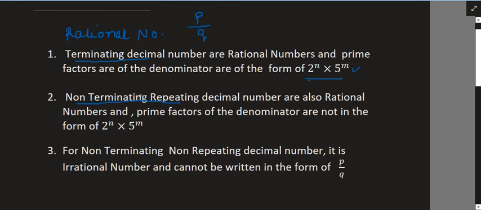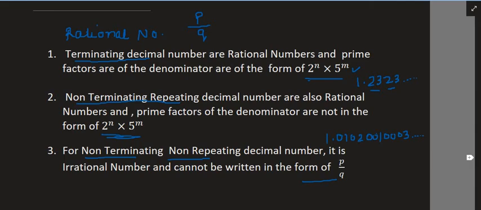And if it's non-terminating and repeating, let's suppose it's like 1.2323 and so on. As you observe here, it's non-terminating, but a pattern is being repeated, and here the denominator will not be in the form of 2 with the power n times 5 with the power m. And if the decimal expansion is non-terminating and non-repeating, like 1.01000010003, you observe it's non-terminating and there is no pattern, so it will not be a rational number. It is an irrational number, and we cannot write an irrational number in the form of p by q.